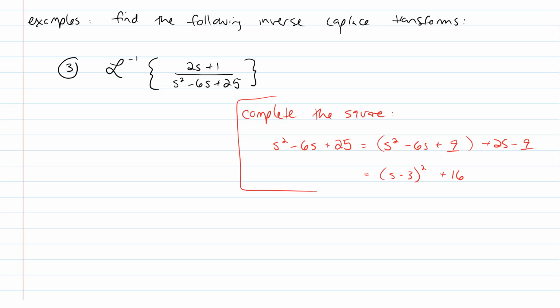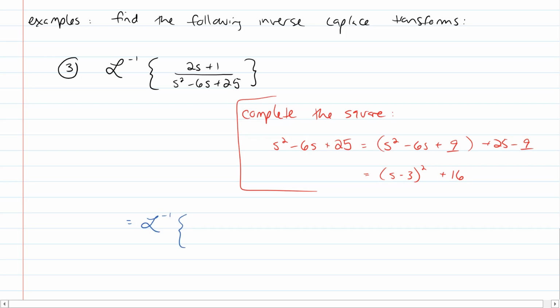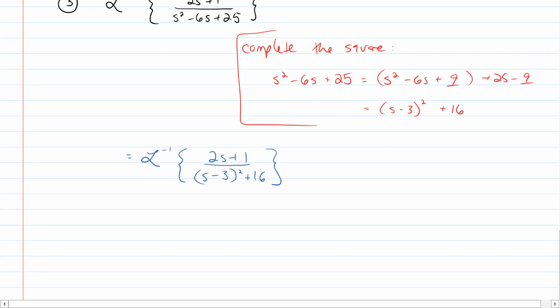That means that our inverse Laplace transform is equal to the inverse of 2s plus 1 over s minus 3 squared plus 16. Now we've got some work to do because this isn't in the exact form of any of our Laplace transforms on our Laplace transform table.